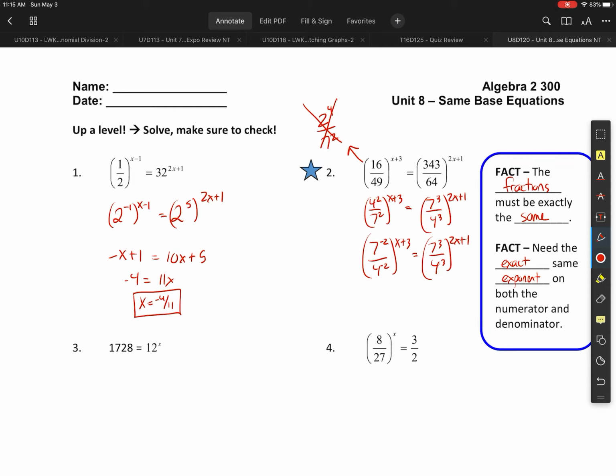We have the exact same fraction, 7 over 4. On the left side, they both have a negative 2 exponent. On the right side, they both have a 3. So power to a power. Negative 2x minus 6 equals 6x plus 3 minus 3. Negative 9 equals 8x. X equals negative 9 over 8. We plug in and we check, it works.